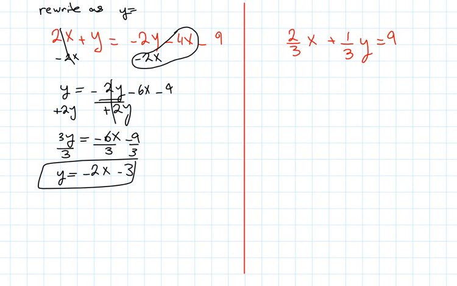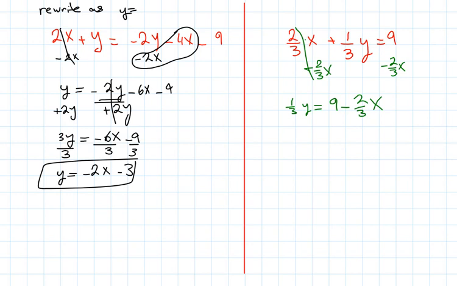So let's look at this other problem. Here we have fractions. Same thing we do: we have the 2/3 of x, so we need to get rid of that since it's on the side where the y is. So we subtract 2/3x from both sides. On the left side they cancel out. On the right side we end up with 9 minus 2/3x.